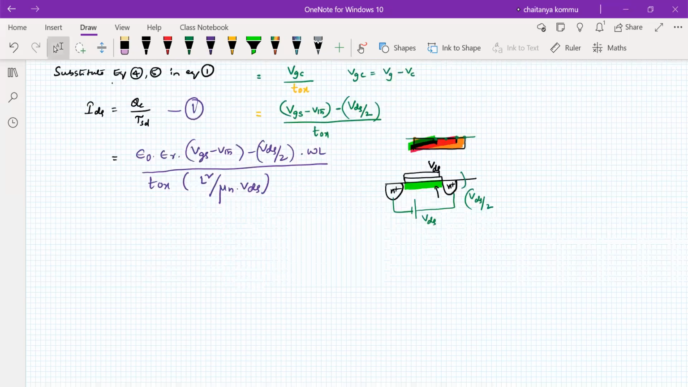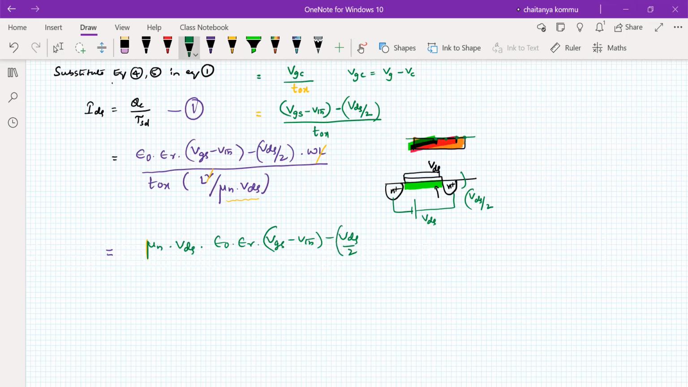Let us rearrange this equation in a meaningful fashion. L square and L will get cancelled. So this mu n into VDS will be going upwards. I'll write it here: mu n into VDS into epsilon r into (VGS minus VTH minus VDS divided by 2) into W divided by L into Tox. Don't move the VDS divided by 2 in the other direction. Just mu n moves upwards. That's all.